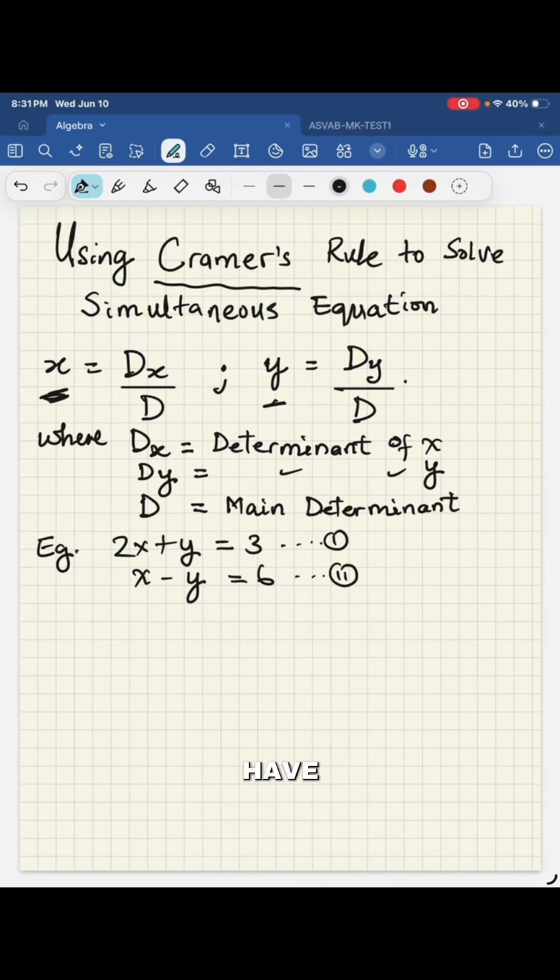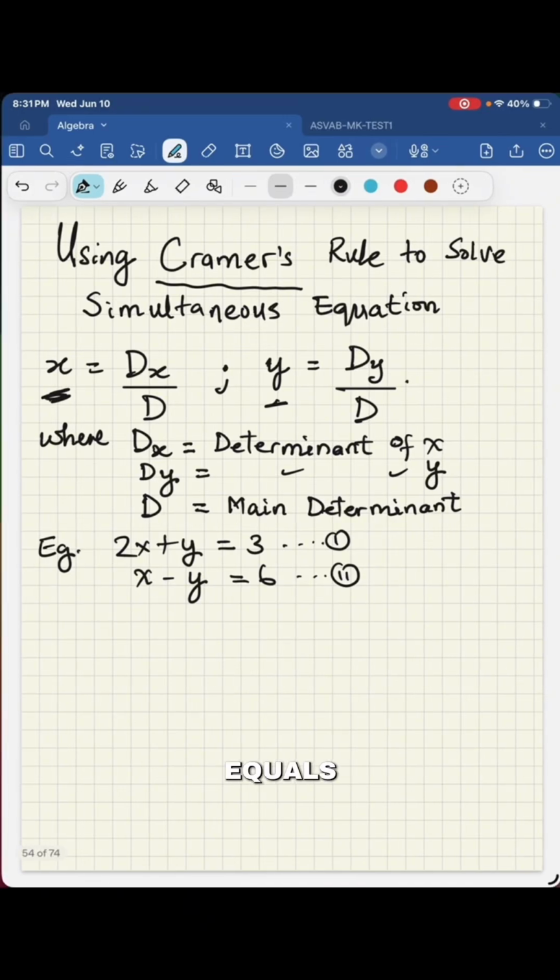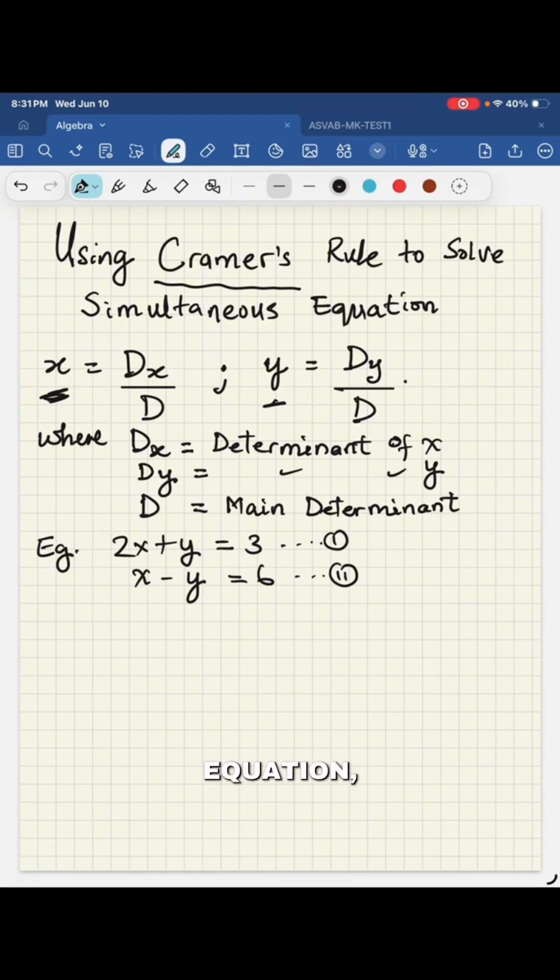So you have an equation here which says 2x plus y equals 3, x minus y equals 6. The reason I have chosen this simple equation is that if we use just the elimination method, we can get the answers easily. So that is why I've used it, and you can use Cramer's rule for any simultaneous equations.